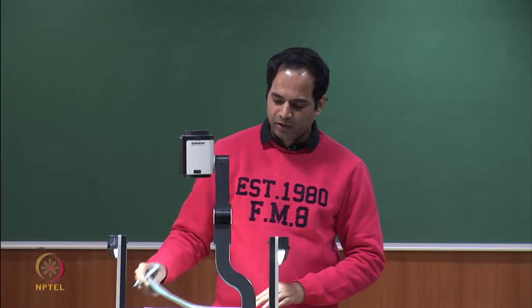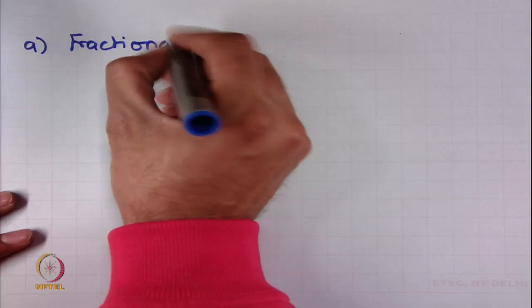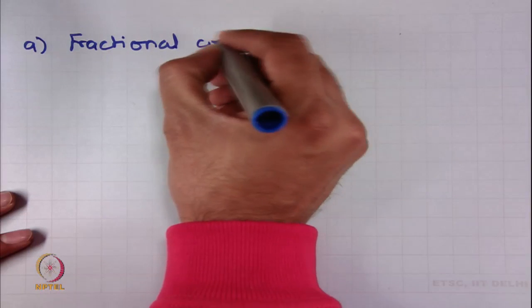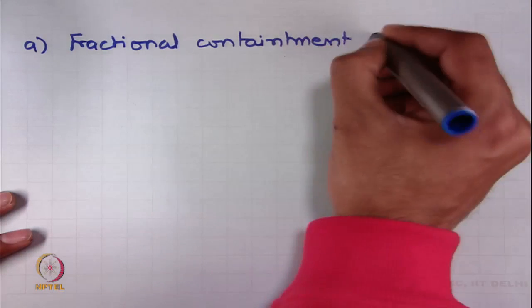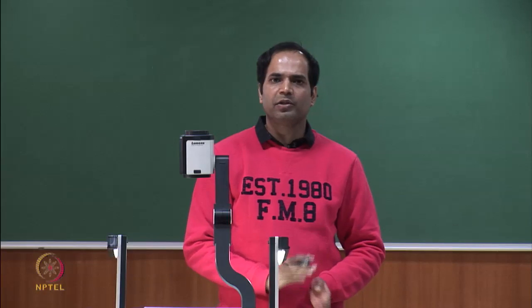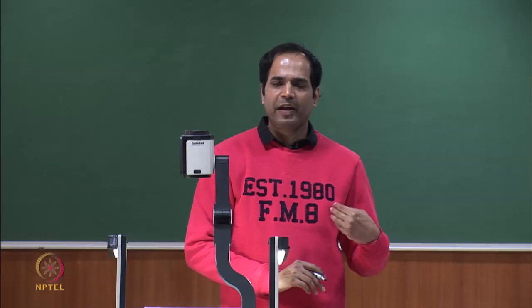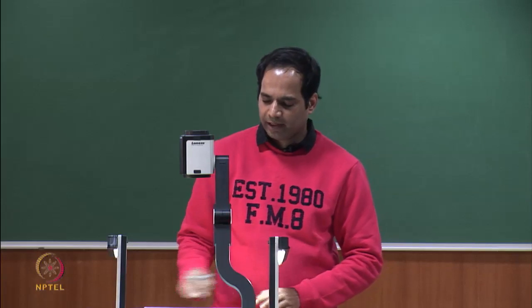So, let us start with the idea of fractional containment bandwidth. And the idea of fractional containment bandwidth is that we are interested in the range of frequencies for which a fraction of energy is contained. Okay. Let us look at this.